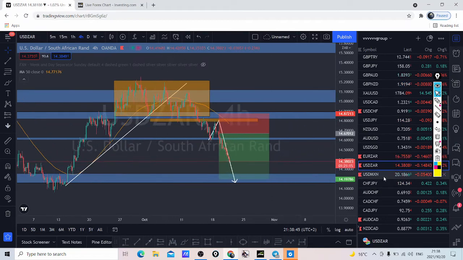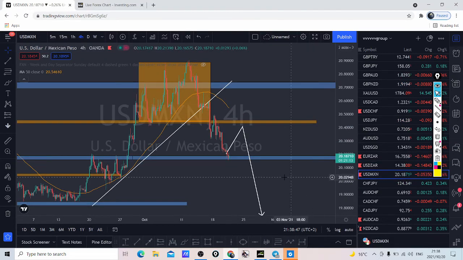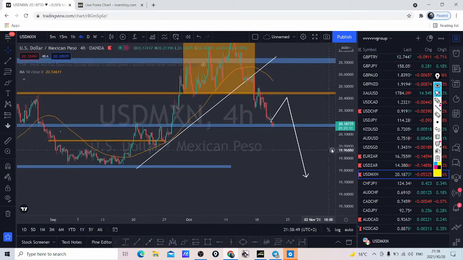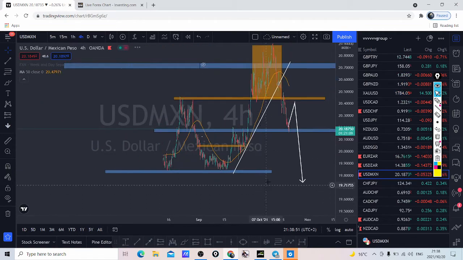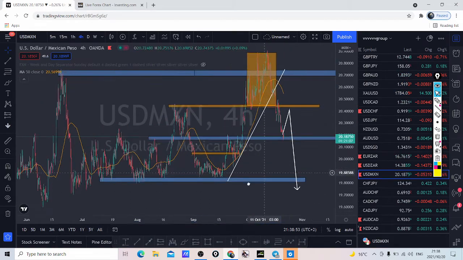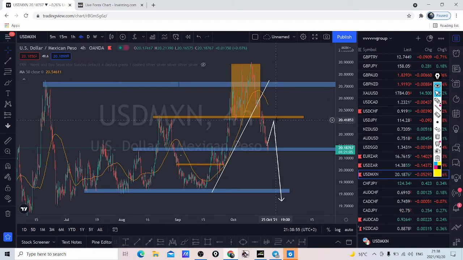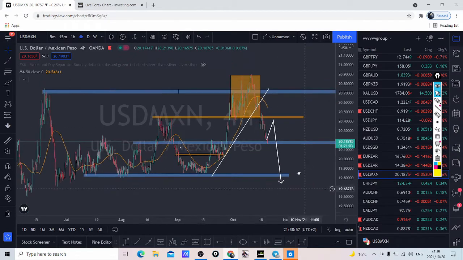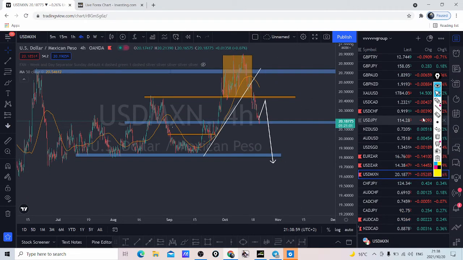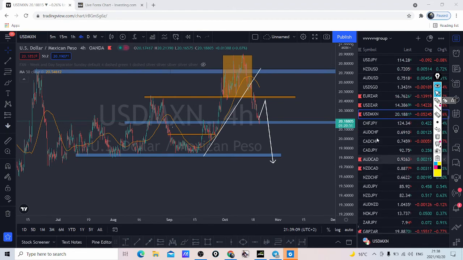So let's proceed. US dollar Swiss, the US dollar Mexican peso. This one, I'm expecting a sell, a pullback there, and then a continuation for a sell because the US dollar, remember, is sitting at -5. That's a big sell. You must keep on selling the US dollar pairs.